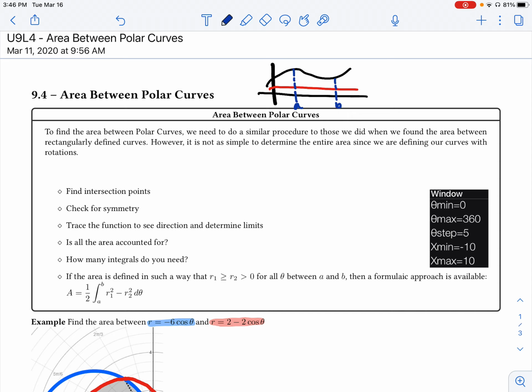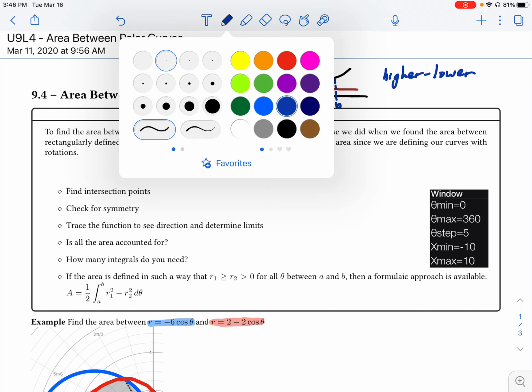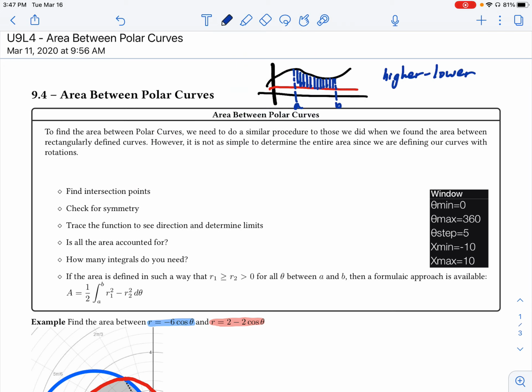And when we were finding the area between these curves, this wasn't that bad to do because you could just find the area under the larger curve and then subtract from it the area underneath the other function. So often you saw me write the integral of the higher function minus the lower function. Unfortunately for us, that doesn't really work here because our curves are being defined by rotations. With polar functions, it's not as simple as just saying the higher function minus the lower function.